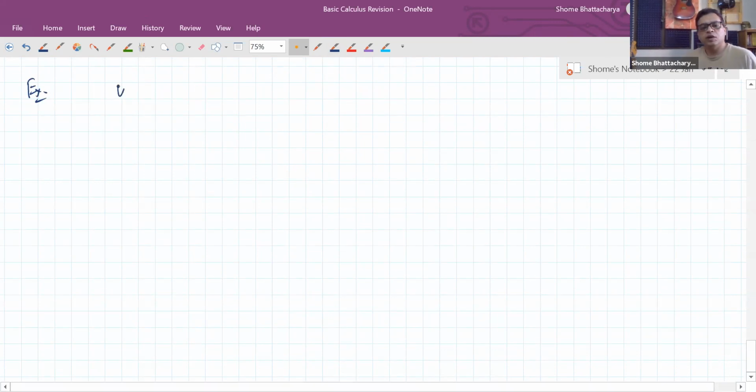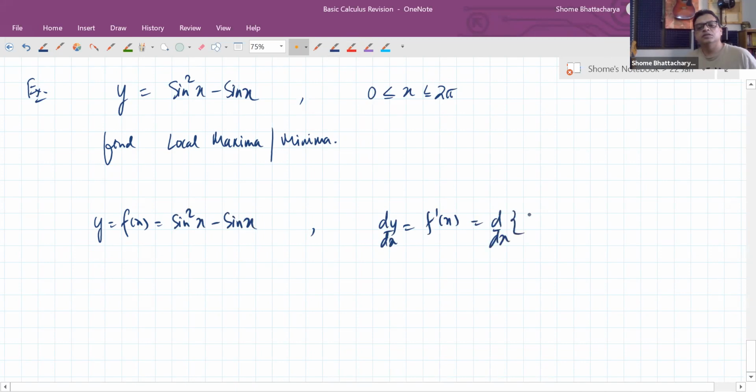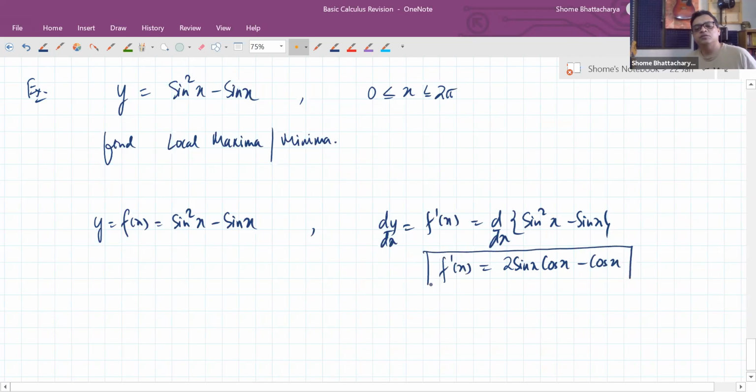Let's say we have the function y is equal to sine square x minus sine x, with x ranging between 0 and 2 pi, and we want to find the local maxima and minima. So we will just use that condition. The function being sine square x minus sine x, the derivative of the function is given by differentiation of this term. When you apply the chain rule, this will become 2 sin x cos x minus cos x. So this is our derivative. We can write it in a different way also, but this is fine for now.